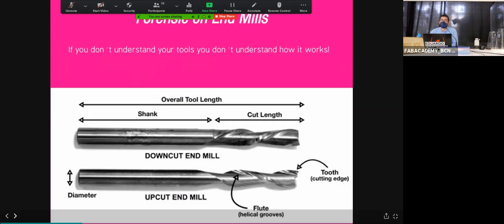Tool geometries. This is important on how you choose the machine, but there are two main factors that will constrain how you choose them.